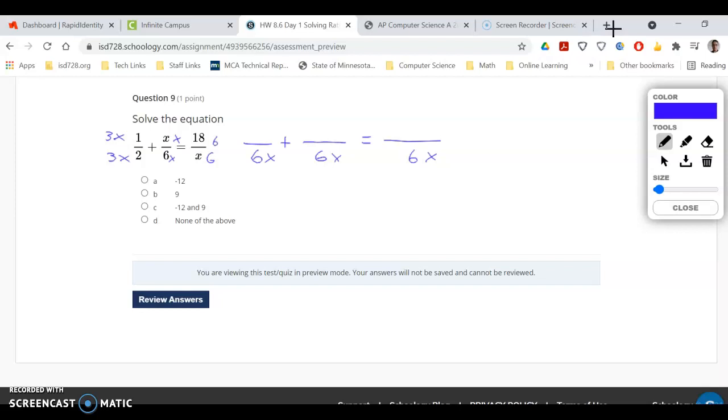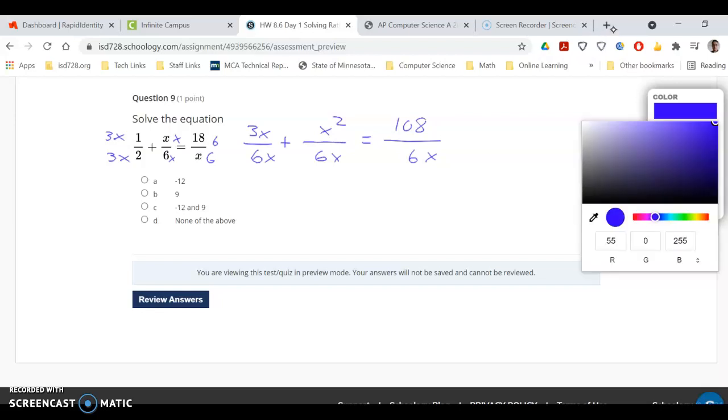Okay, so if I go through, then this would become 3x. x times x would be x squared. And then 8 times 6 would be 108. Okay, now the denominators will disappear.